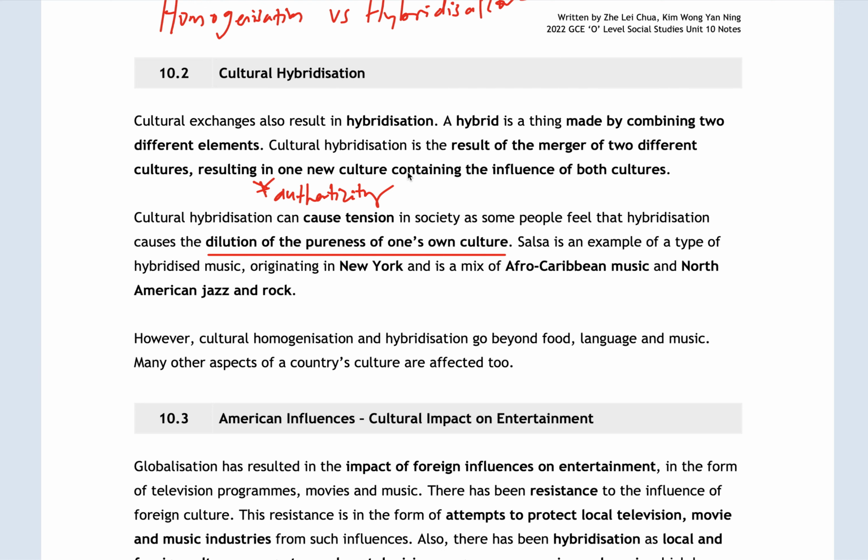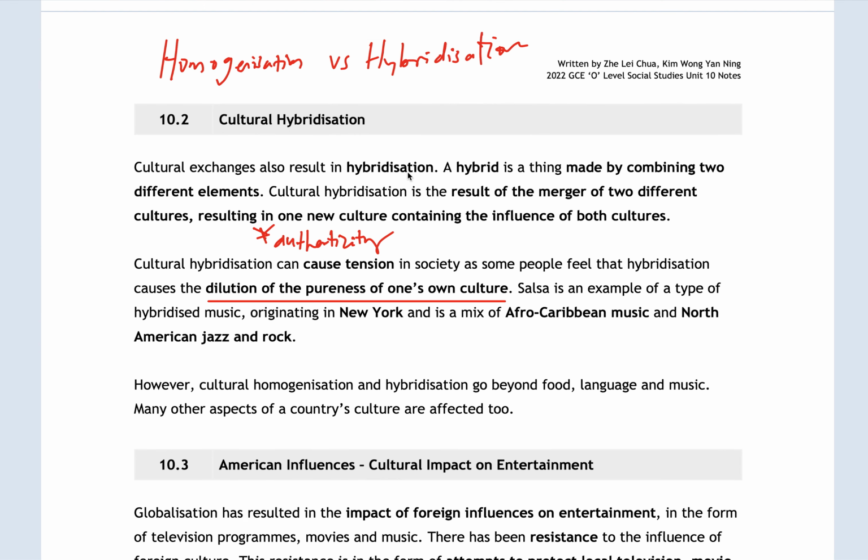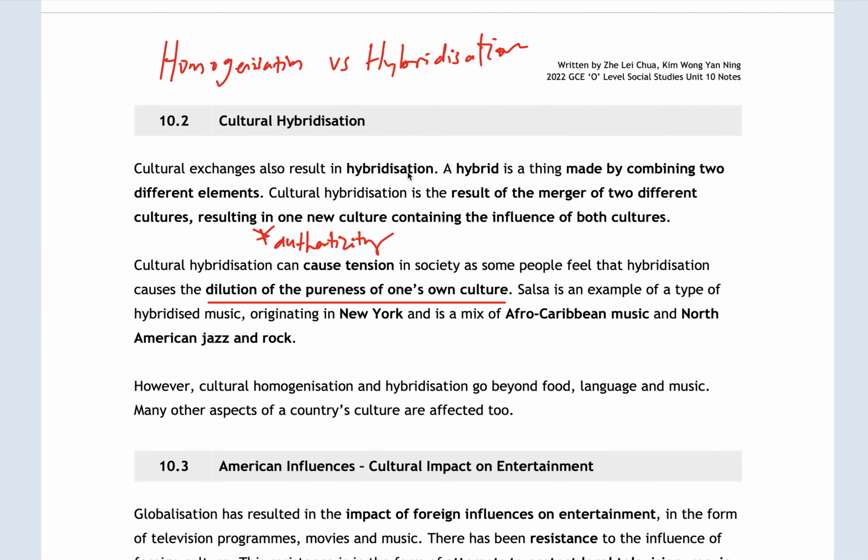For instance, I don't know if you know, but salsa is a type of hybridized music originating in New York. It's a mix of Afro-Caribbean music and also North American jazz and rock as well. So it's a combination of these two cultures. That's how you have salsa. So these two ideas: homogenization is when a more dominant culture takes over the smaller culture. Hybridization is when two cultures come together and form a new culture. Please don't mess this up. It's very important that you know the distinction between these two terms.